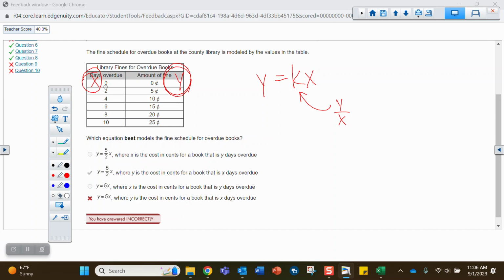You can do 5 over 2, you can do 10 over 4, 15 over 6, 20 over 8, or 25 over 10. Every one of those is going to reduce, I'm just going to do the smaller one, to 5/2. Okay, so it's this one here.